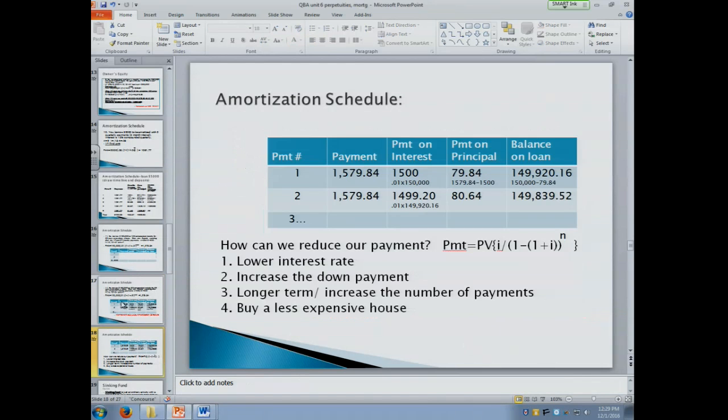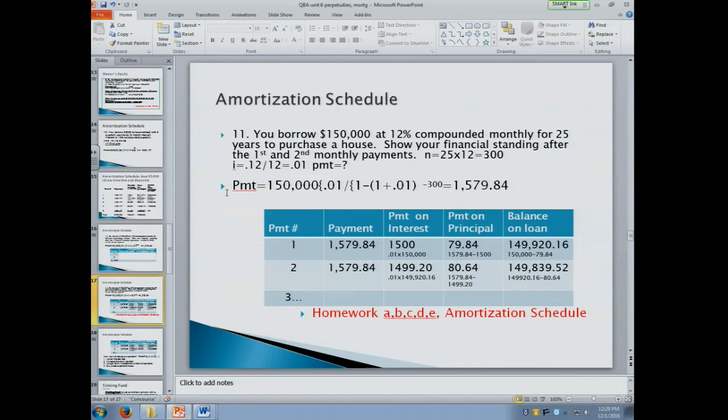Now, let's look at our payment right here. Our payment formula, our payment amount of $1,579.84. We find out that's our payment and we say, you know what, I cannot afford that payment. How can I reduce that payment? So you look at your formula here. Well, the first thing is this $150,000, your present value. How can you reduce that $150,000?